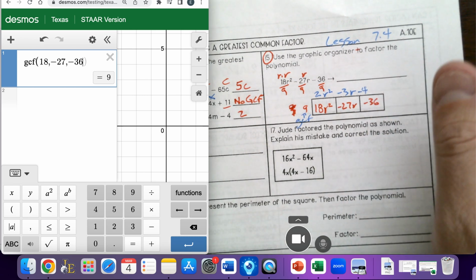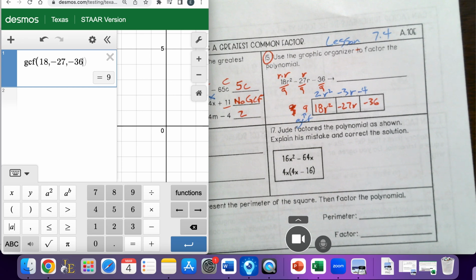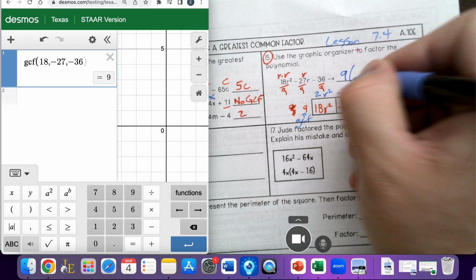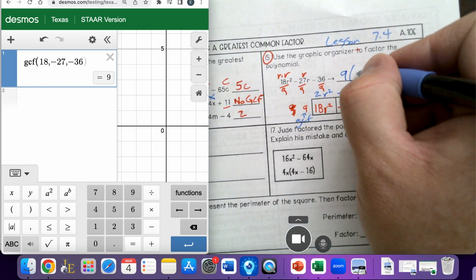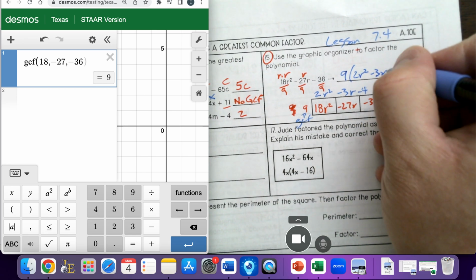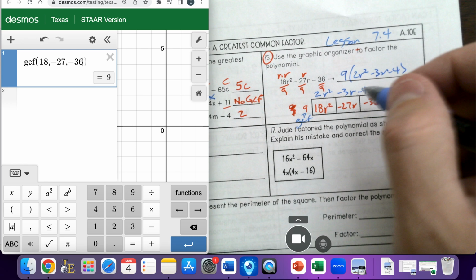So when we factor out 18r squared minus 27r minus 36, we factored out the greatest common factor 9. And then into the parentheses, we should have 2r squared minus 3r minus 4. So sorry I kind of did this out of order, but this would be your answer on this problem.